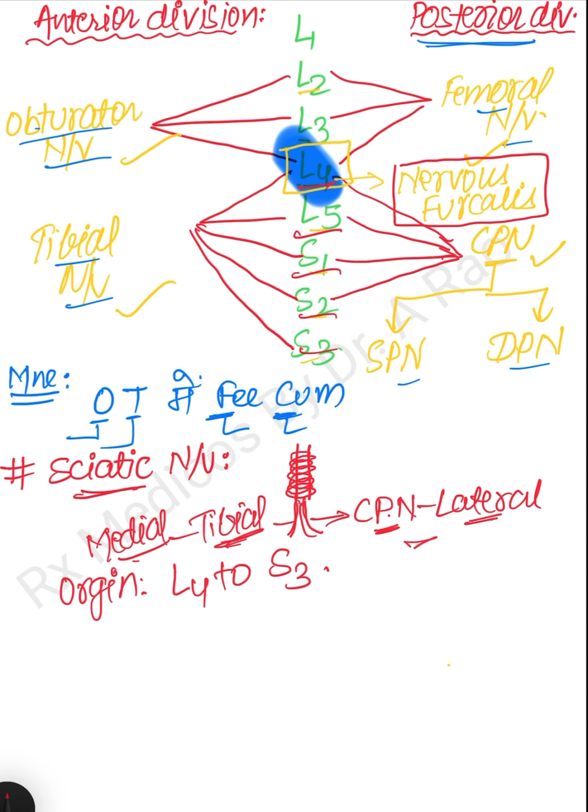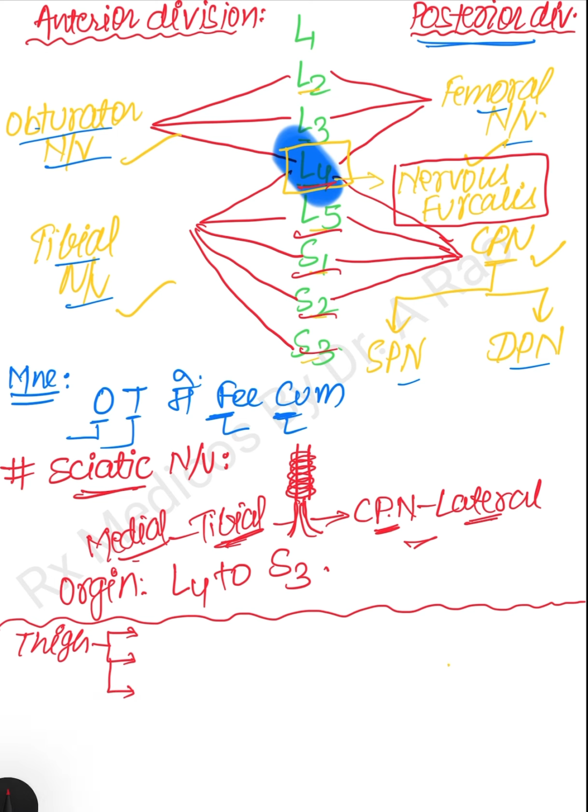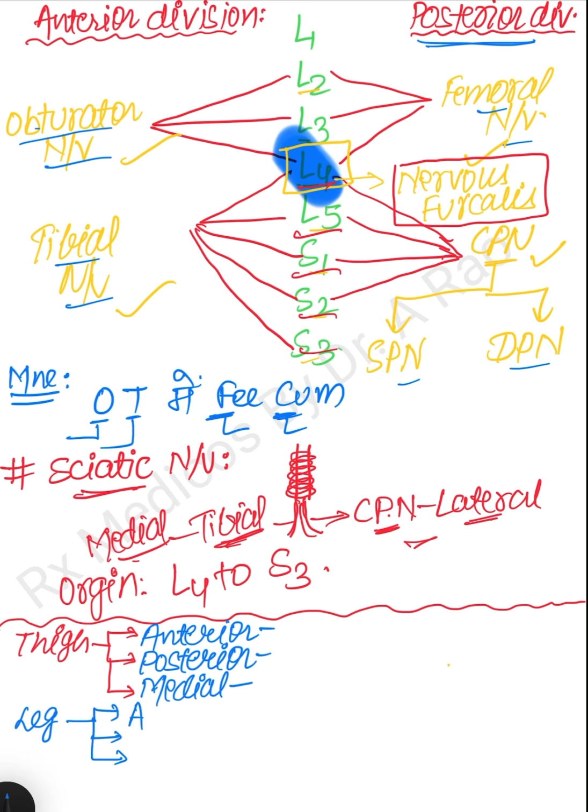Okay, now we are going to discuss the nerve supply of the thigh. In the thigh, the muscles are arranged in the form of three compartments. The first is the anterior compartment, the second is the posterior compartment, and the third is the medial compartment. In the medial compartment of the thigh, all the adductor muscles are present. In the leg as well, the muscles are arranged in compartments: the anterior compartment, posterior compartment, and lateral compartment.